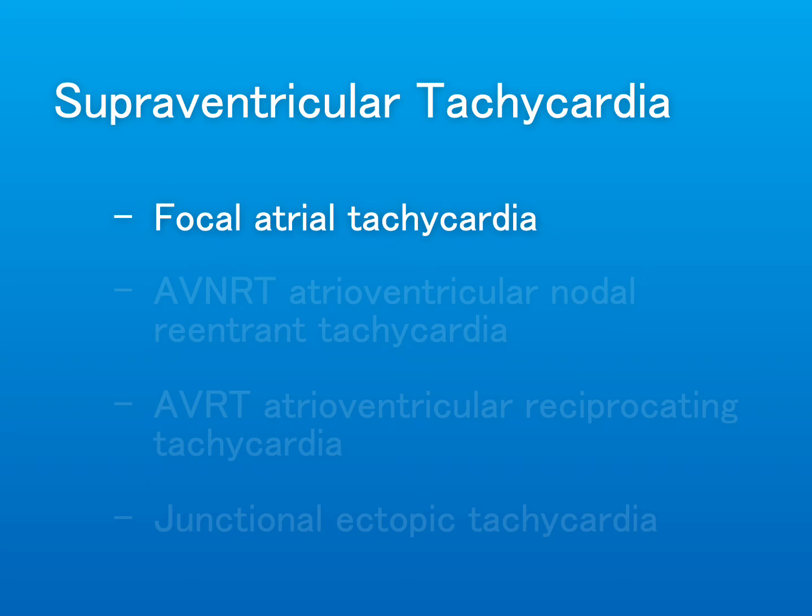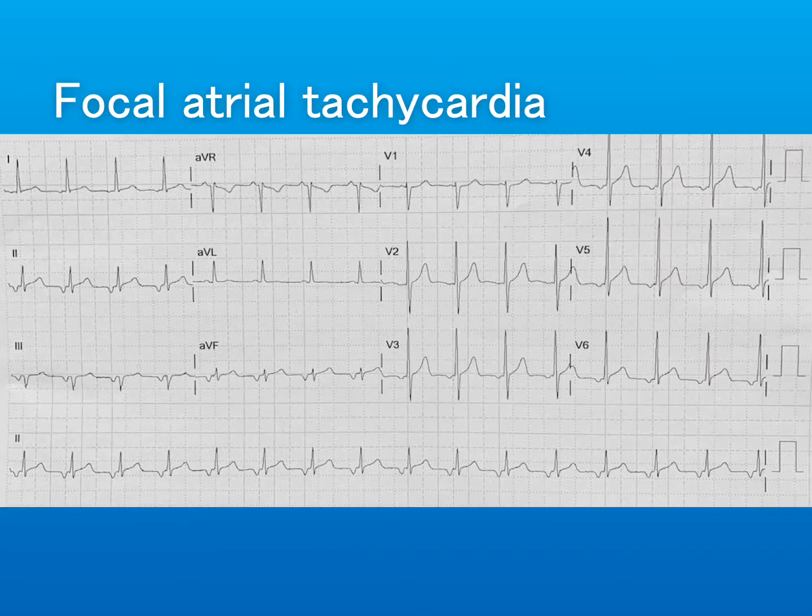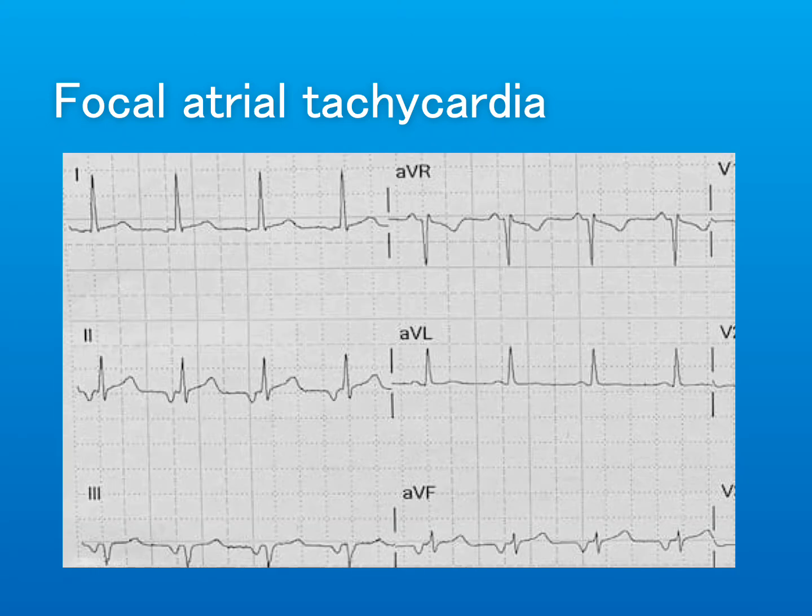So in a focal atrial tachycardia, we have a group of cells firing and depolarizing the atria that aren't actually part of the sinoatrial node. This could be due to a few different mechanisms, increased automaticity, and also triggered activity as well. The P wave is the key finding in FAT, focal atrial tachycardia. The location of the P wave will give you an approximate location of the ectopic focus.